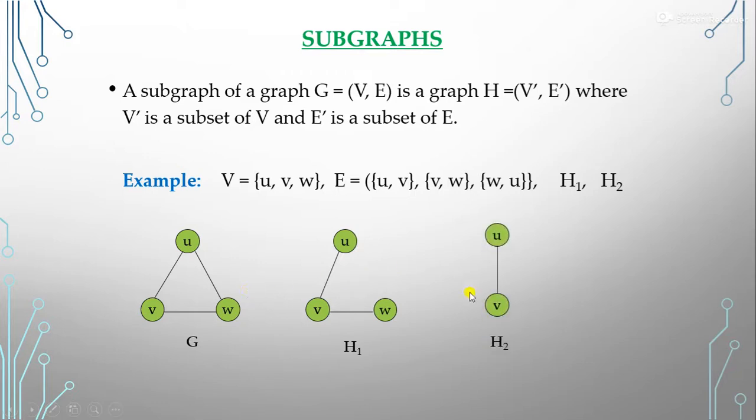Another one, H2, has two vertices U and V and one edge UV. This is also a subgraph of this graph G, because from G we take the two vertices U and V and one edge. But in subgraphs you have only the vertices and edges which are in your G, not any others. Clear? Vertices and edges in the subgraph always come from the graph G.